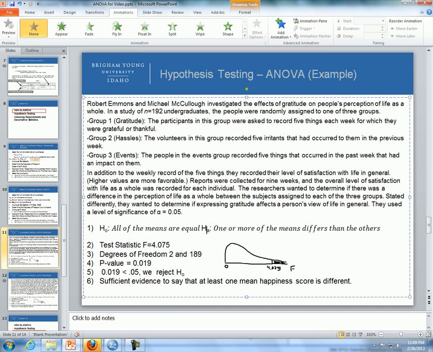And so how we sketch this distribution is that it's a right skewed distribution, since it's an F distribution. And then we shade the p-value, and we label our test statistic. And remember, we always deal with the right tail when we're dealing with an F test. Since our p-value is less than our level of significance of 0.05, we reject the null hypothesis. And so we have sufficient evidence to say that at least one of the mean happiness scores is different.